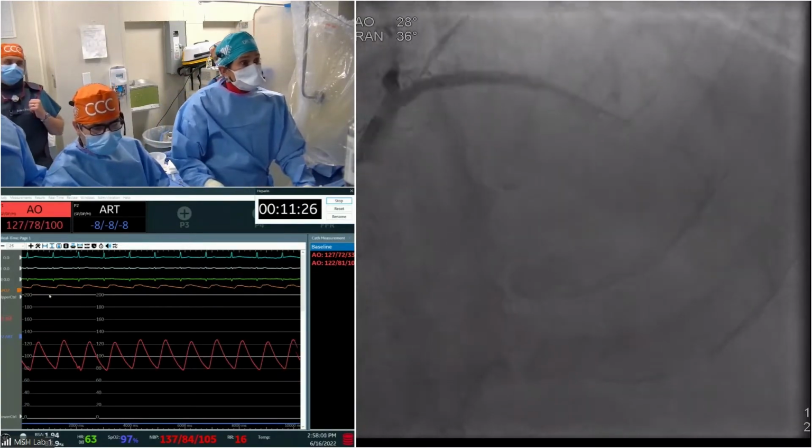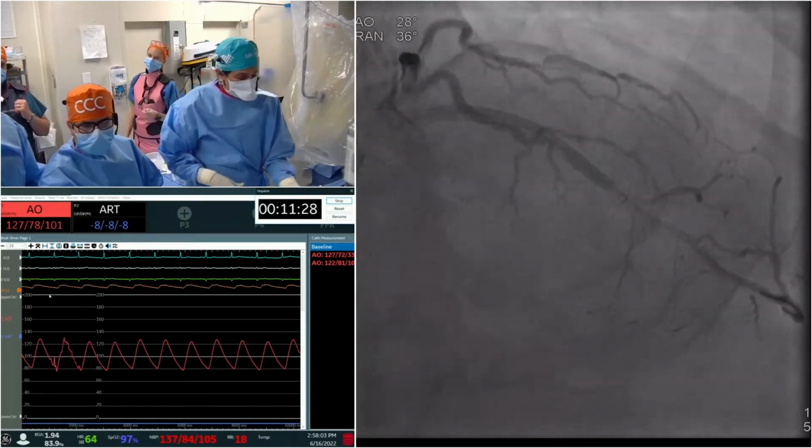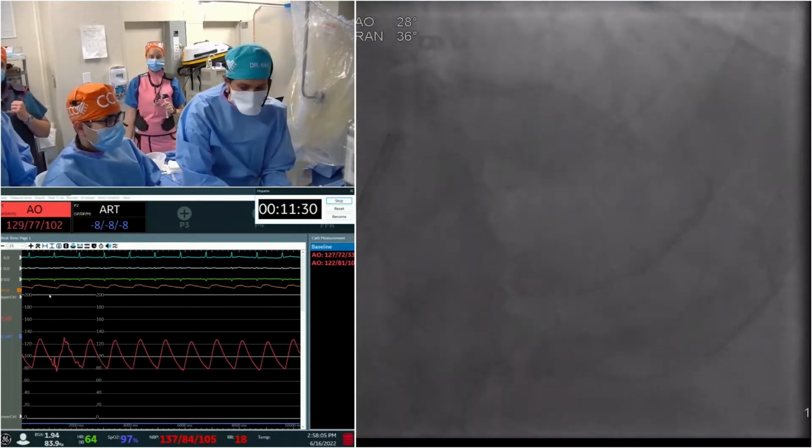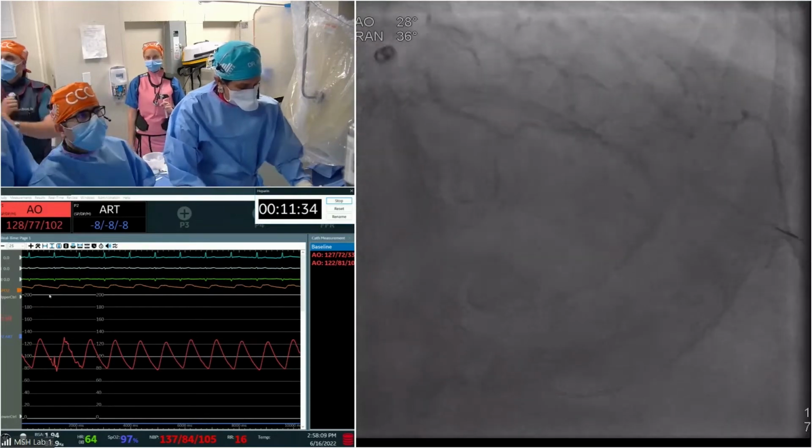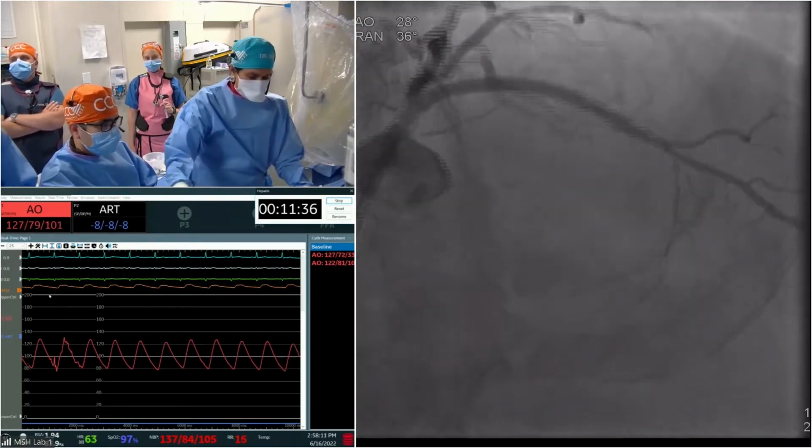There was maybe a 50% lesion, very borderline. And now after all this work, scratching it with wires and putting a stent, it is jailed. It's gotten a little worse.